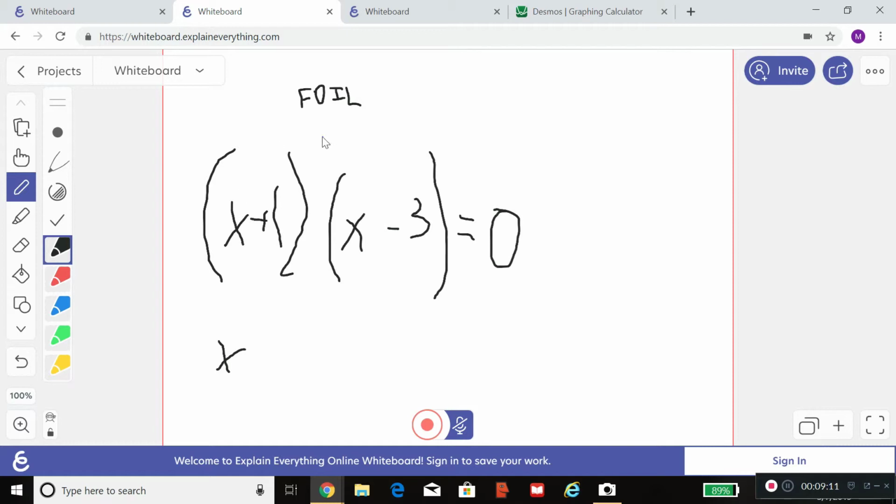So first terms multiplied together, x and x squared, plus 1 times x, this x, for that was actually inner, and then outer plus minus 3x. So first, outer, inner, last.